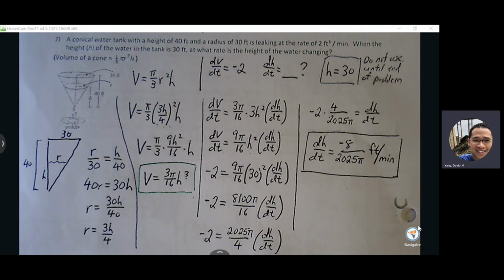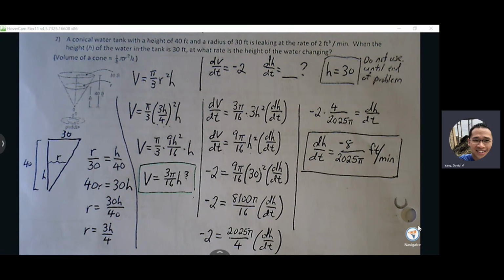How do you know you can't just do the trick with the derivatives, where you just take the derivative of r equals 3h/4? You could. So you get dr/dt equals like this. But this is only really useful if you have one already known and you're trying to find the other one.